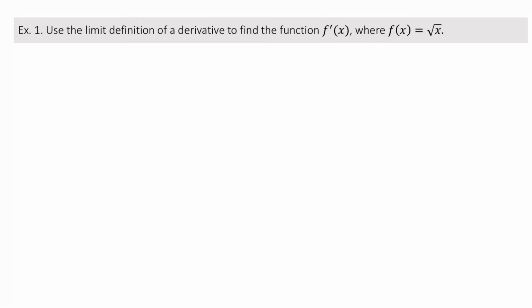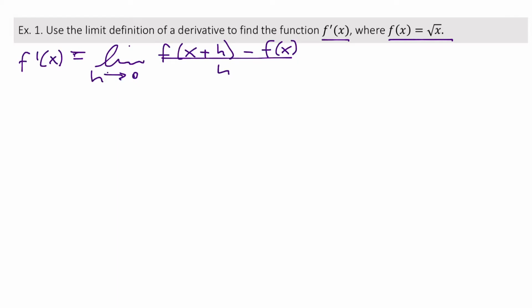In example 1, we're going to use the limit definition of a derivative to find the function f prime of x, where f of x is the square root function. First we're going to write down the definition. Here's our definition, and now we're going to substitute. Before we used a here, now we're going to use x, so we can form a generalized function f prime of x.